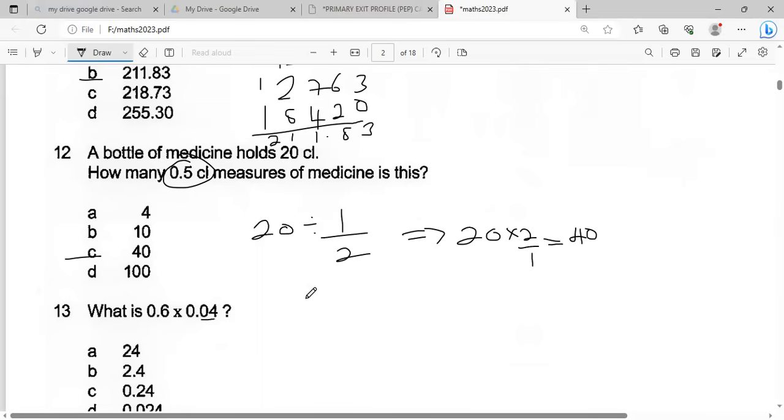All right, what is 0.6 times 0.4? So we multiply 6 times 4 and we'll get 24. But we know that we should have 3 decimal places, or we know that we have 2 here plus 1, so that's 3. So put a 0 to fill the space. So that's D.